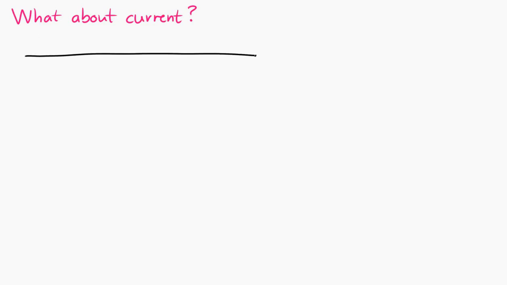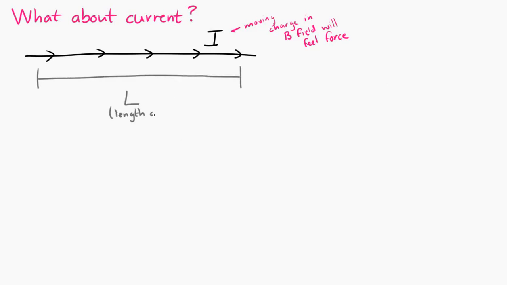So what about a current? What if we have a current traveling through a magnetic field? Does it feel a magnetic force? Well, yes, it does. Let's imagine that we have a current traveling to the right through a magnetic field. A current is just moving charge. If we have moving charge through a magnetic field, it'll absolutely feel a force. So let's imagine we have a length L of current that's traveling through a magnetic field, and let's say that the current is traveling to the right.